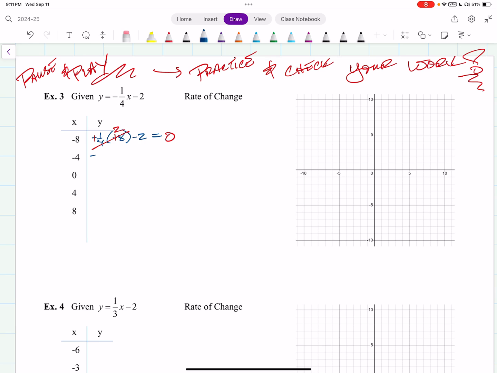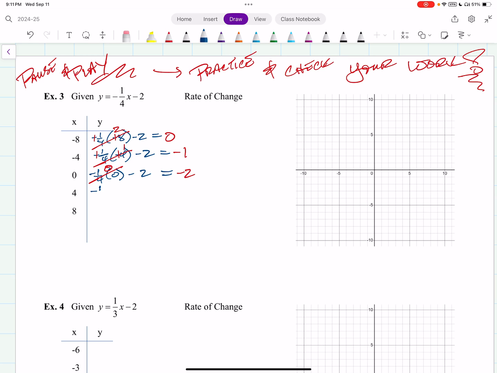Let's do it again. We're going to take -1/4, multiply by -4 and subtract 2. I'm going to cancel out the negatives. 4 divided by 4 is 1, right? 1/4 of 4 is 1. 1 minus 2 is -1. Now -1/4 times 0 minus 2. What does that equal? Well, this is just 0. Anything times 0 is 0, and 0 minus 2 is -2.